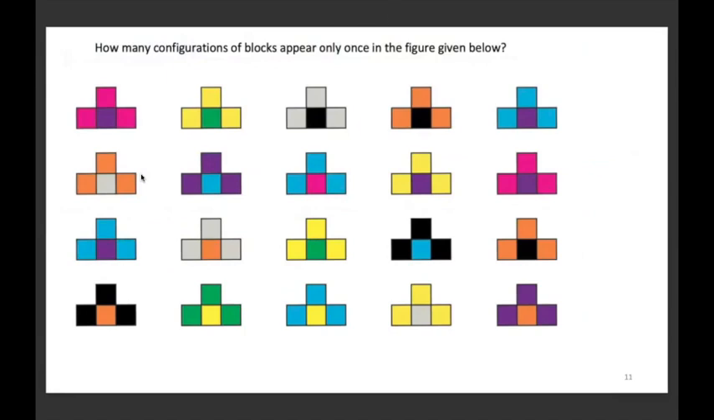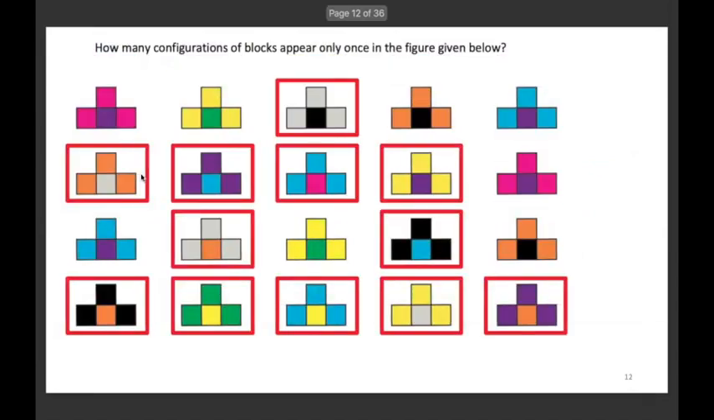How many configurations of blocks appear only once in the figure? You have to count the total number of configurations that appear only once in this figure. Okay, so these are all the blocks that appear only once. This one is getting repeated here. So 1, 1, 2, 2, 3, 3, 4, 4.